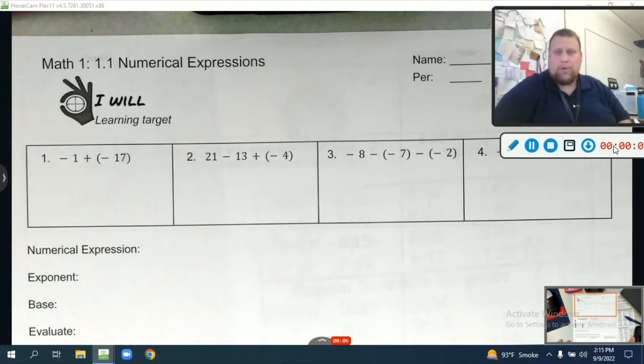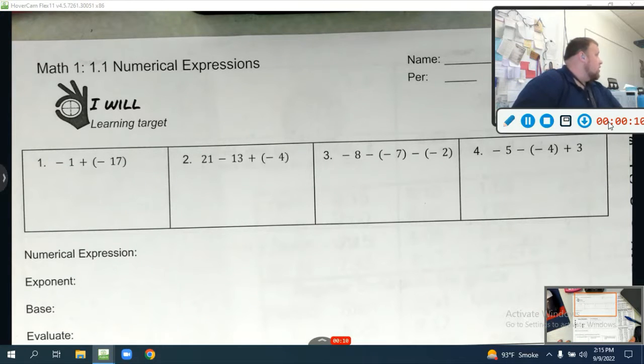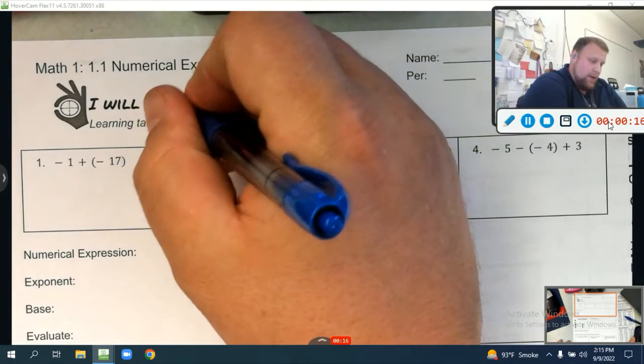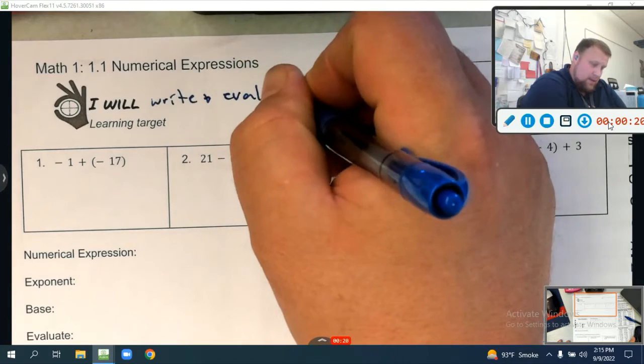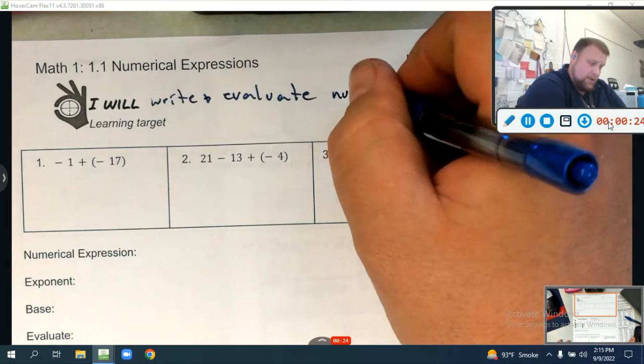This is 1.1 numerical expressions. So your learning target today is: I will write and evaluate, which is a fancy word for solve, numerical expressions.